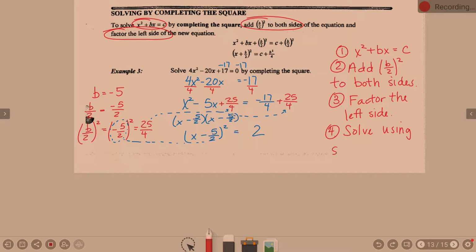So solve using square roots. So I square root the left and square root the right. What is the square root of x minus 5 halves squared? X minus 5 halves. What is the square root of 2?